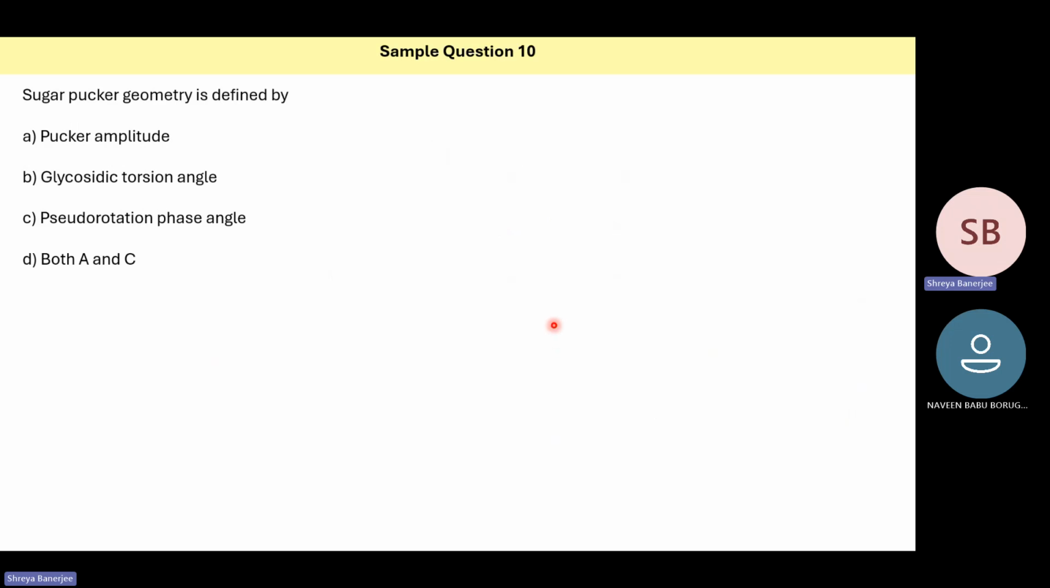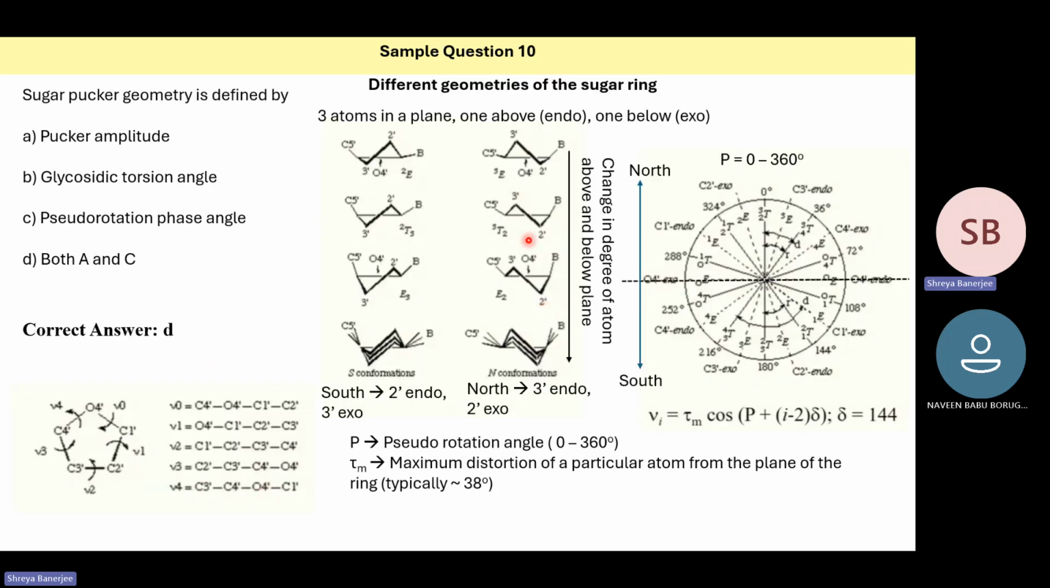There is just one more question in the assignment 6, which is saying that sugar geometry is defined by what? So you can see sugar geometry is determined by many things. Firstly, you have this puckered amplitude. We have already discussed if the 2' is above the plane, it's called 2' endo. And if the 2' is below the plane, 3' is above the plane, it's 3' endo. But depending on how much it is above the plane, the geometries can be different.